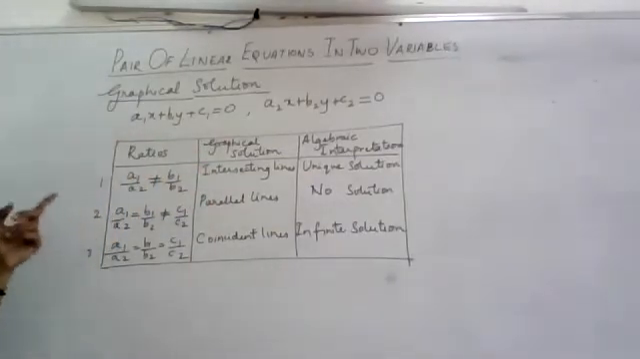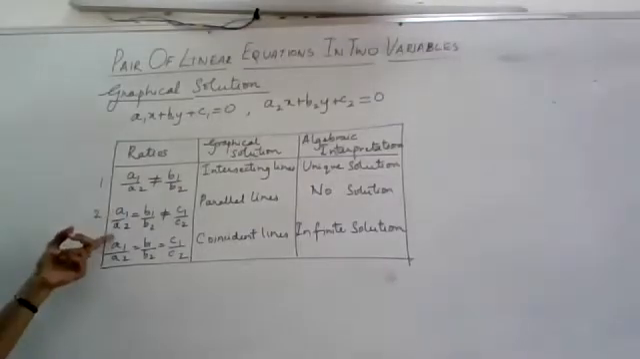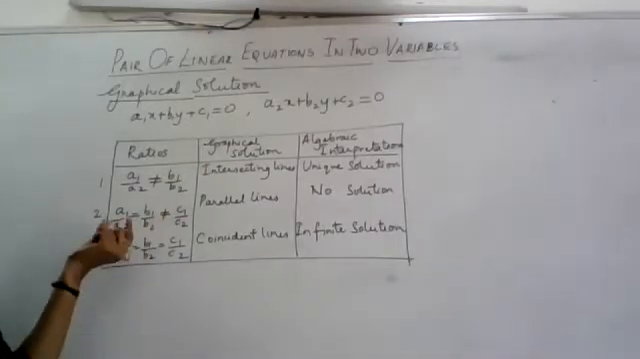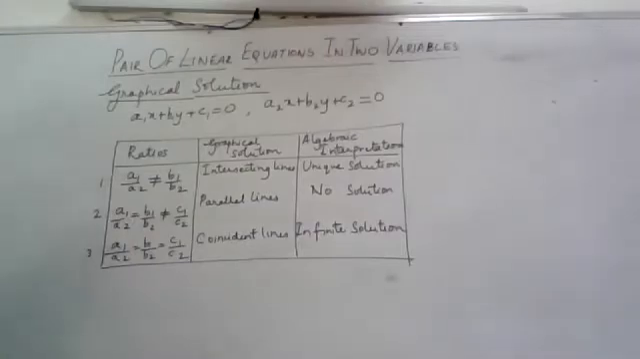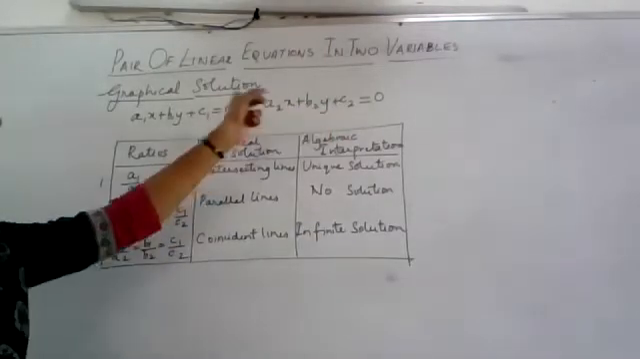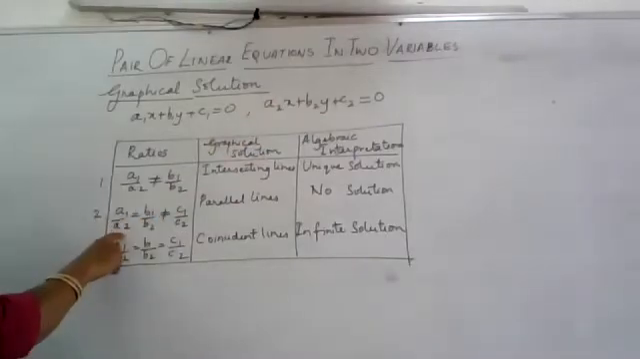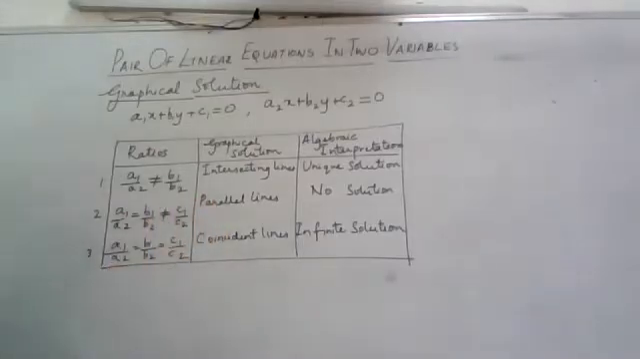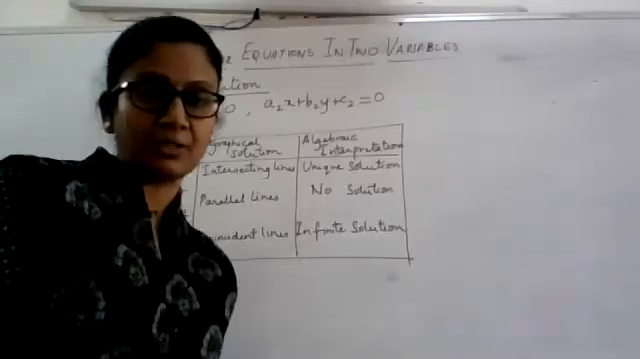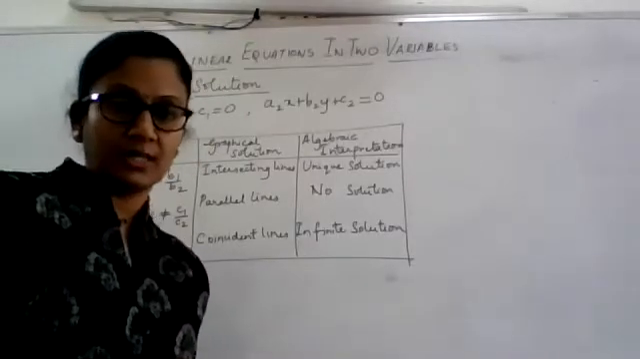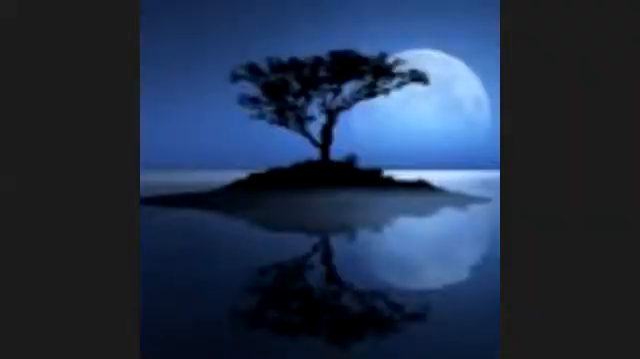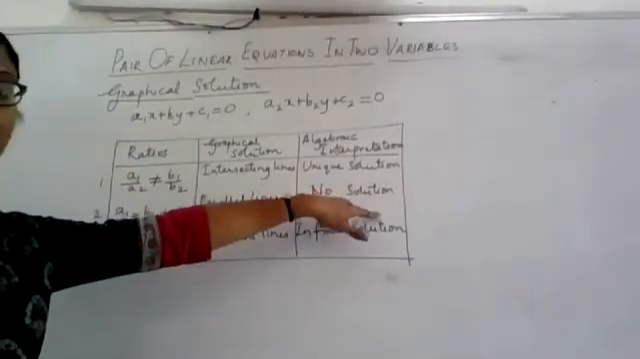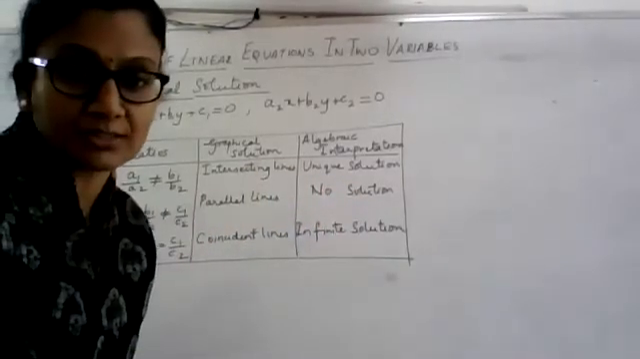Now the second condition, it may happen like this. When you calculate a1 by a2, it may be equal to b1 by b2, but again it will not be equal to c1 by c2. That is, the first ratio and the second ratio will be equal, but the third ratio, that is the ratio between the constant terms, will not be equal to a1 by a2 or b1 by b2. In such a condition, I can decide that the lines will be parallel. So if the lines are parallel, what can we say about the solution? Because the lines don't meet at all, there is no common solution to the equations that are given to me. And hence, algebraically we interpret that I don't have a solution for this given set of equations.